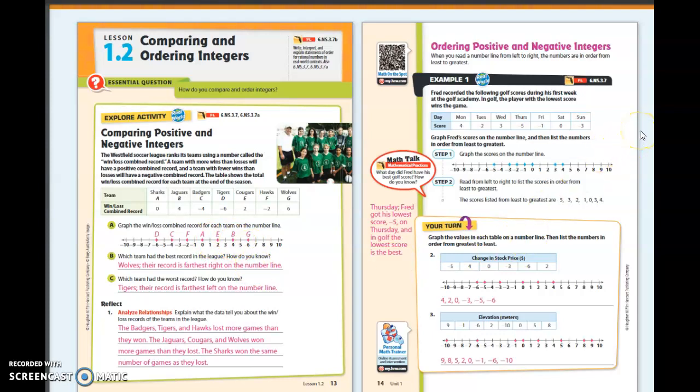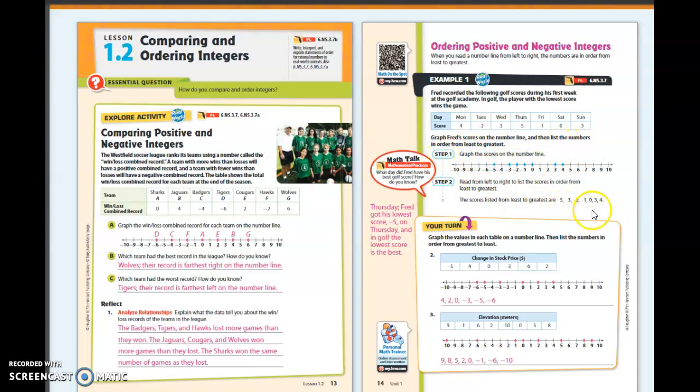On our ordering positive and negative numbers here, we have another real-world example. This time, Fred recorded the following golf scores during his first week at the Golf Academy. In golf, the player with the lowest score wins the game. So here we can see his record throughout the week. We can see his score. They've graphed for us Fred's scores on the number line, and then they've listed the numbers in order from least to greatest for us.